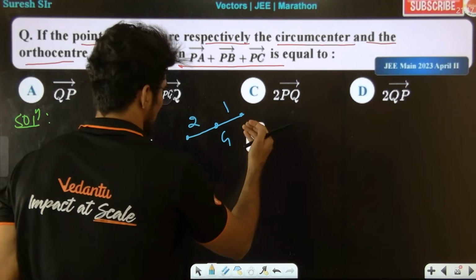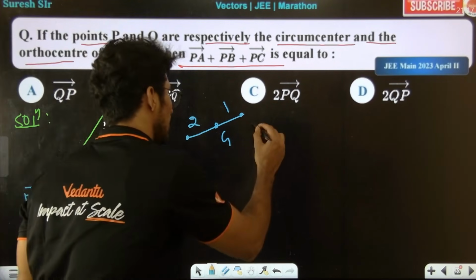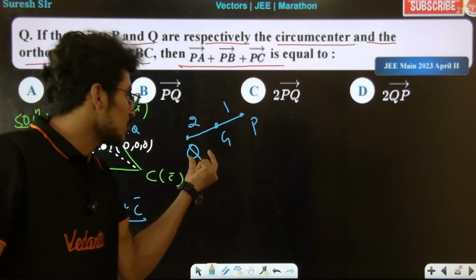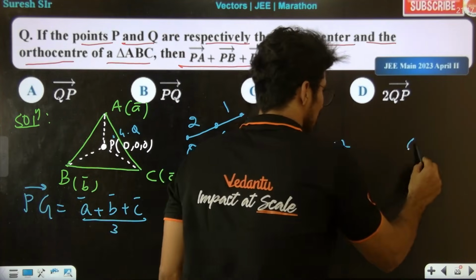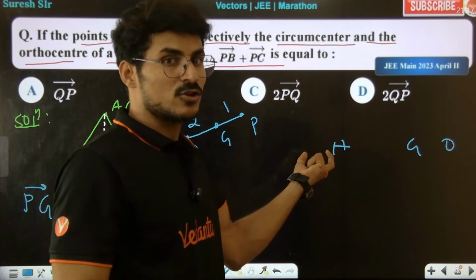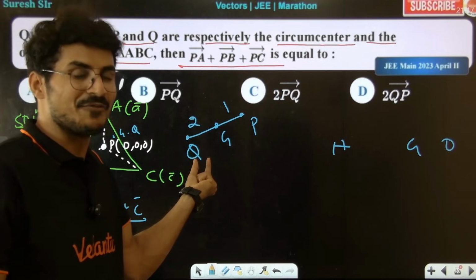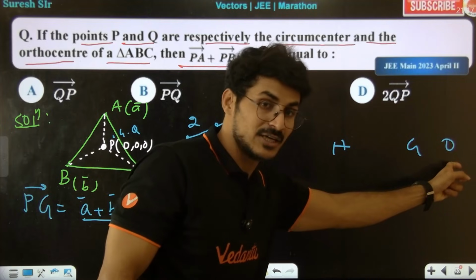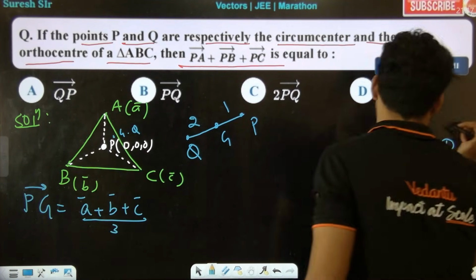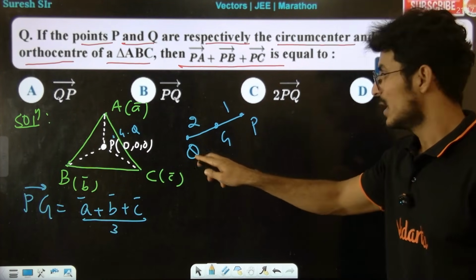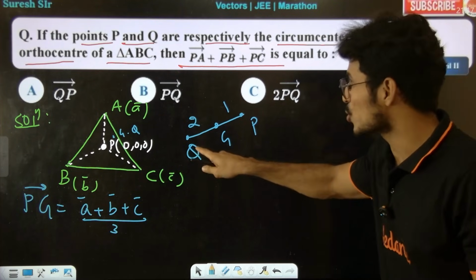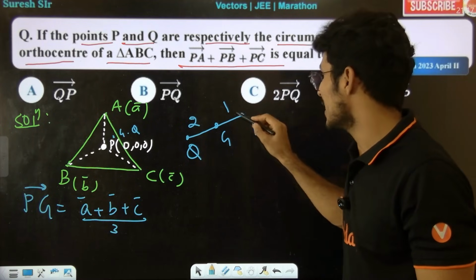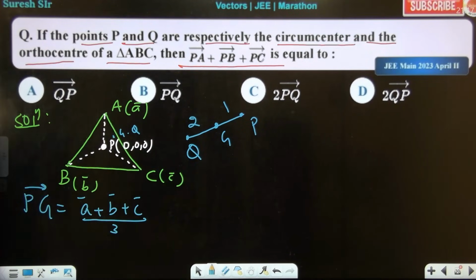P is the circumcenter, and Q is the orthocenter. H means orthocenter, but they are denoting the orthocenter with Q here. So in the line, Q is the first one and P is the last one. In the middle G will be there, and at the last the circumcenter will be there. Yes or no?